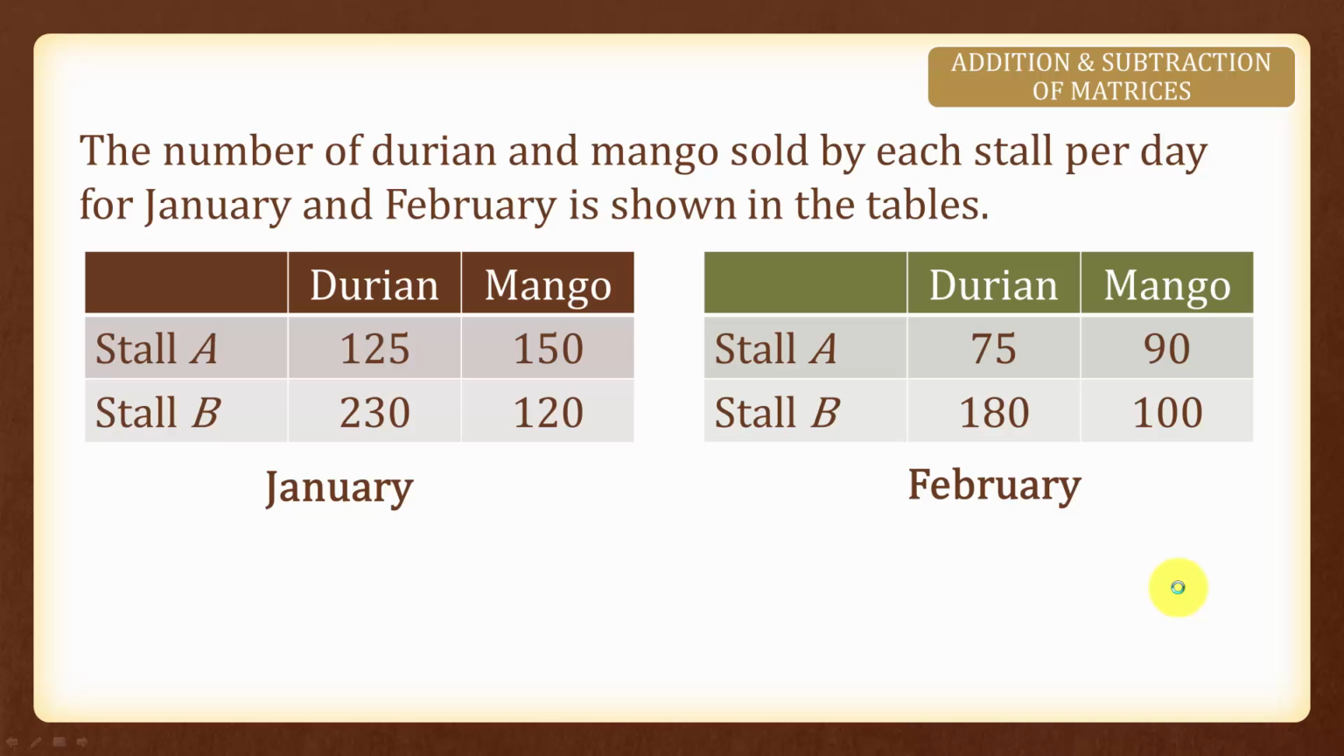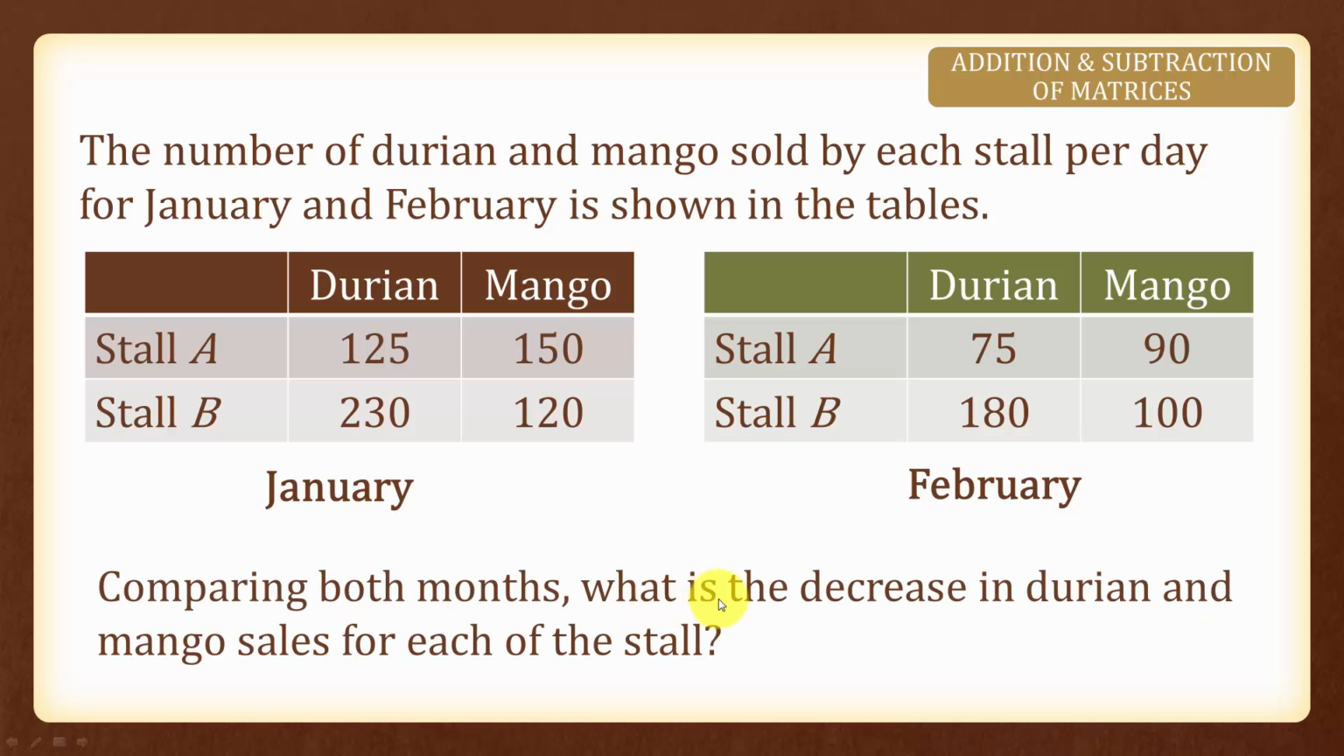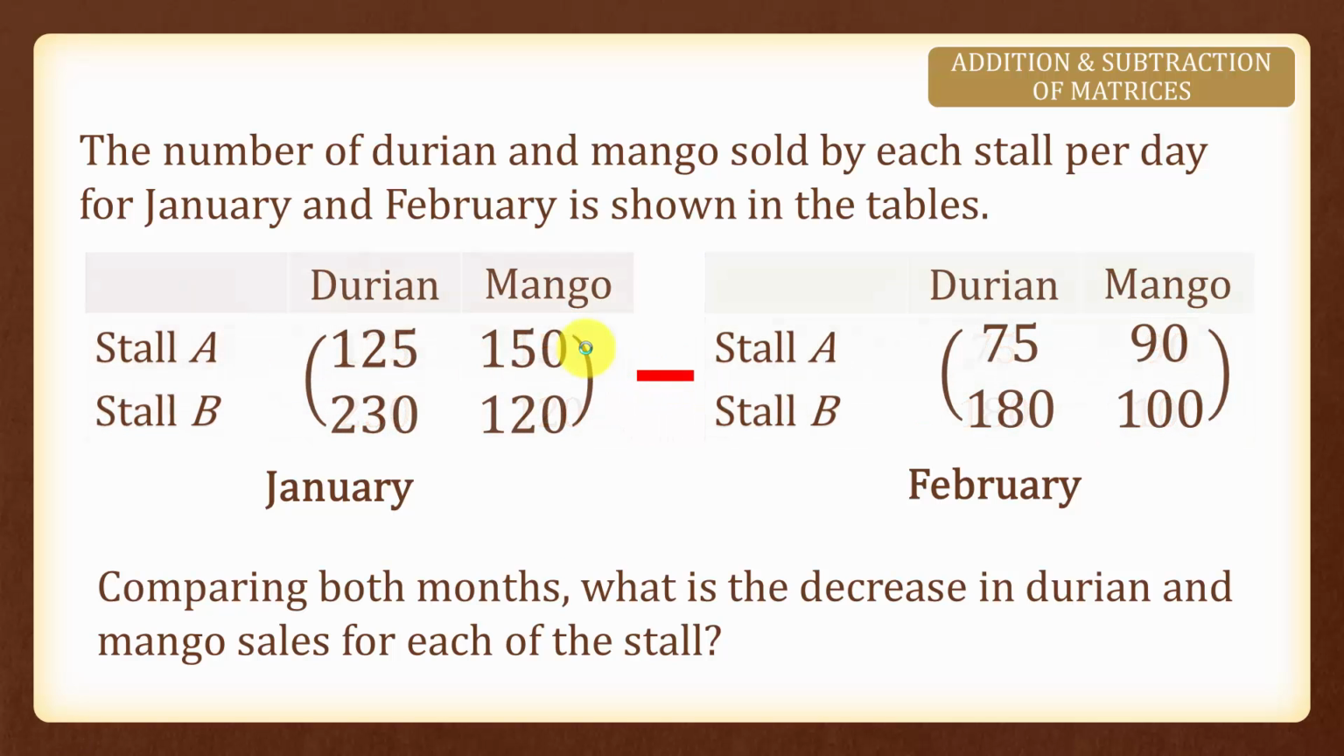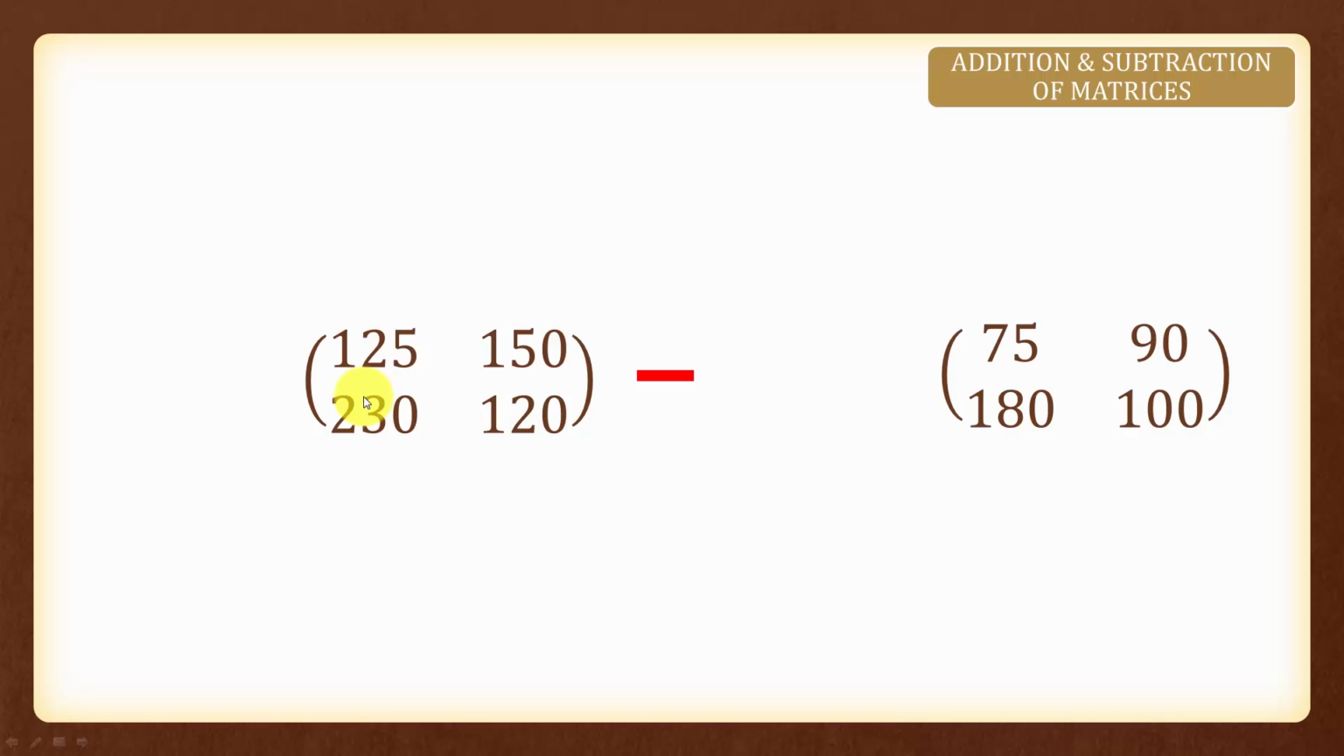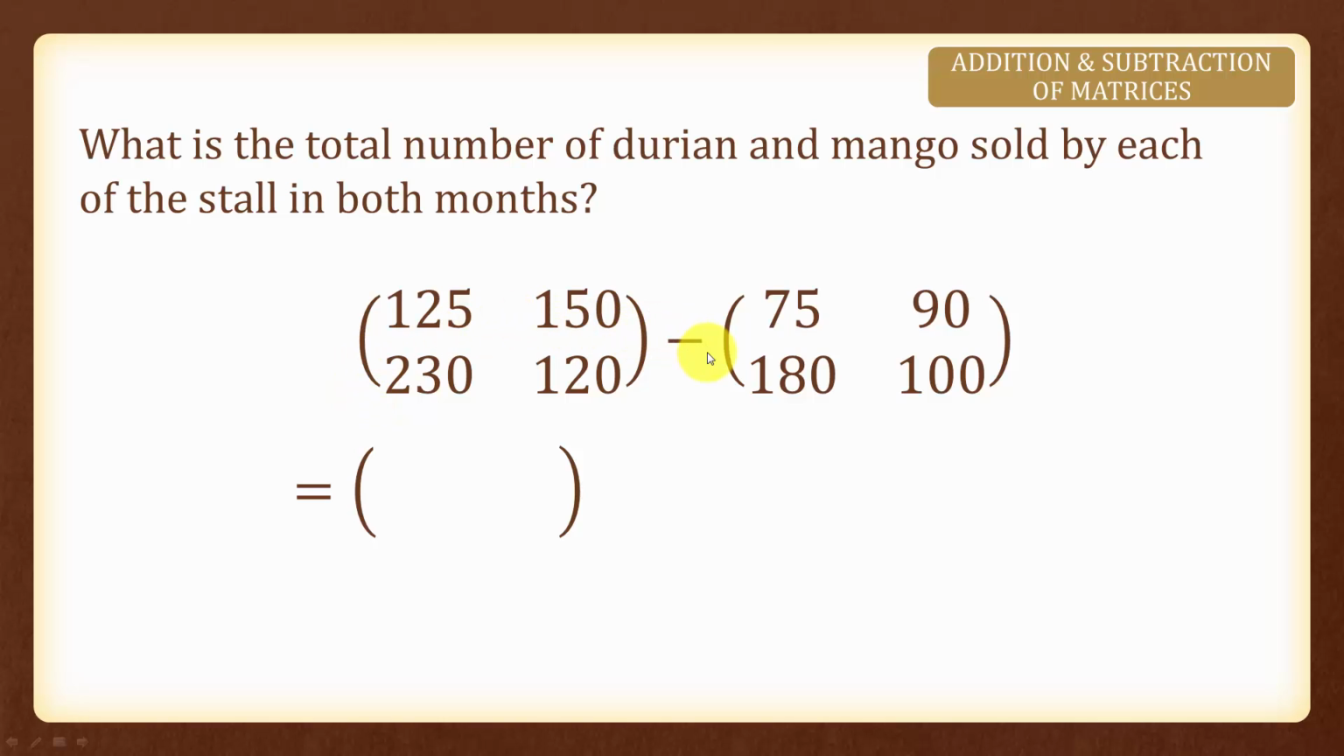Next, we are asked to find the decrease in durian and mango sales for each of the store. You'll notice that in the month of February, the number of fruits sold is lesser. And to find the decrease in the number of fruits, we will subtract the data in the table. Again, to help us to do it easily, we will represent the data in a matrix form. Similar to addition, we will subtract the corresponding elements in each of the matrix.